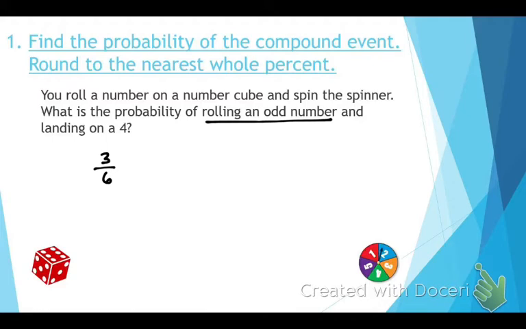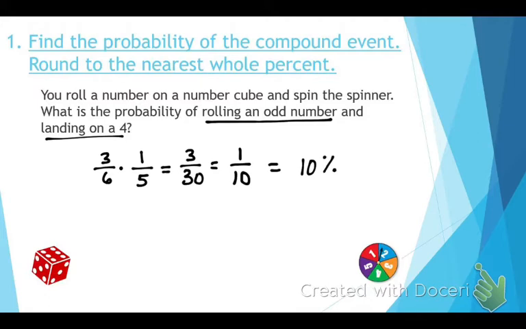Let's check on the second event. Landing on a 4. Now we're focusing on the spinner right here. How many 4s are there on that one? 1. There's only 1 out of how many numbers? 5. 1 out of 5. Okay, so what should I do to those two since this is a compound event? Multiply it together. When you do that, what do you get? 3/30. If I reduce it, I would get 1/10, which is 10%. Okay, so we could see that there would be a 10% probability of this happening.